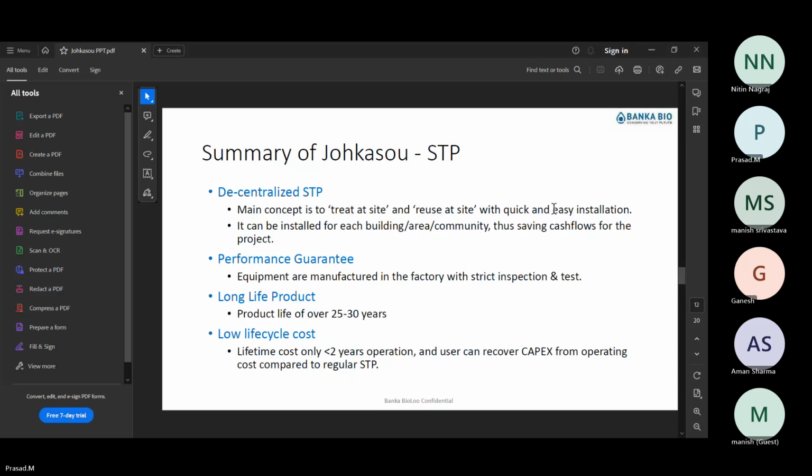So I would like to highlight again what the decentralized STP is. Actually, try to understand the main concept of this Johkasou system: treat at site and reuse at site.